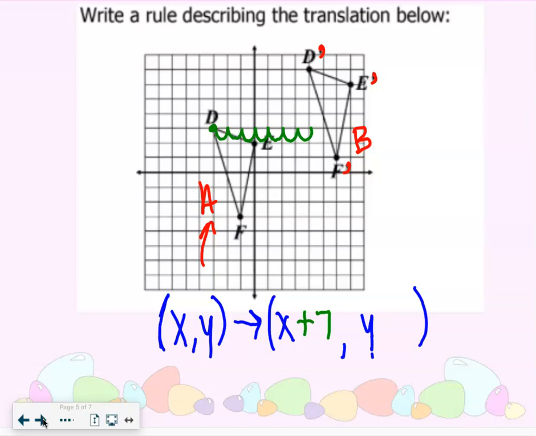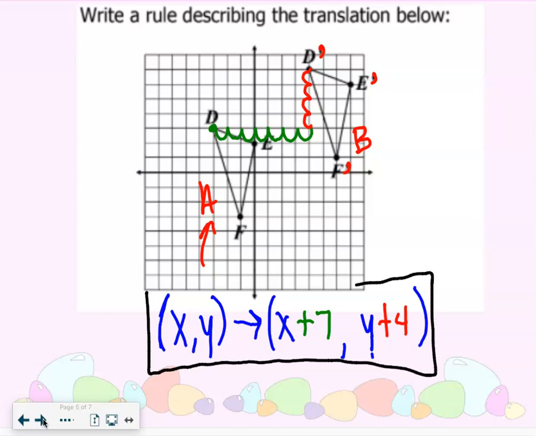And now if we look at our vertical shift, how many up did we go? 1, 2, 3, 4. Y +4. That's it. That's all she wrote. So we just wrote our rule.